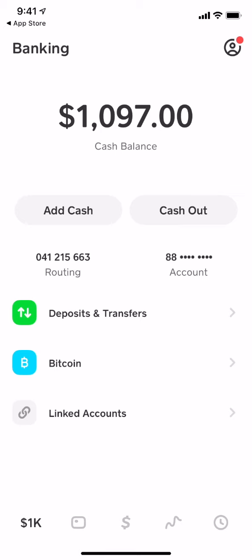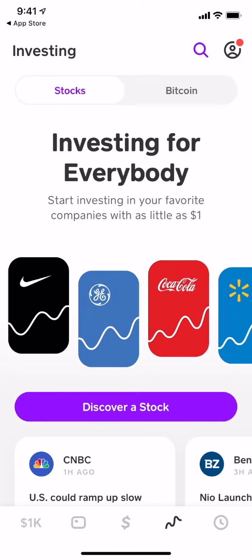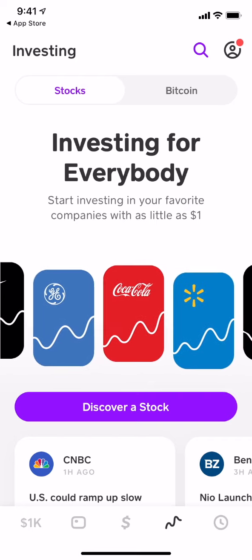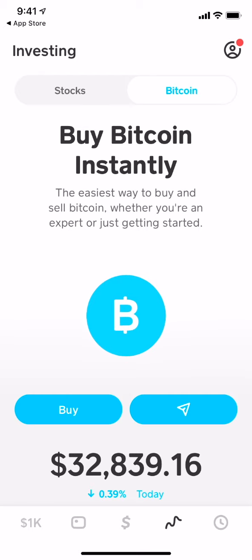Then if we look at the icons at the bottom again, the 5 icons, there's one that's second from the right. It's in between the $ sign and the clock, and that is the squiggly line. It's going to start off at stocks, and this is like a slider. If you just click the word Bitcoin, it switches over to Bitcoin. So now you can see here we can buy Bitcoin, which is the blue pill looking button on the left, and the one with the airplane is to send Bitcoin.